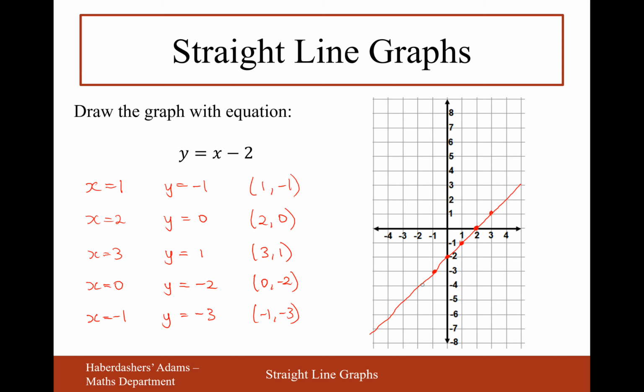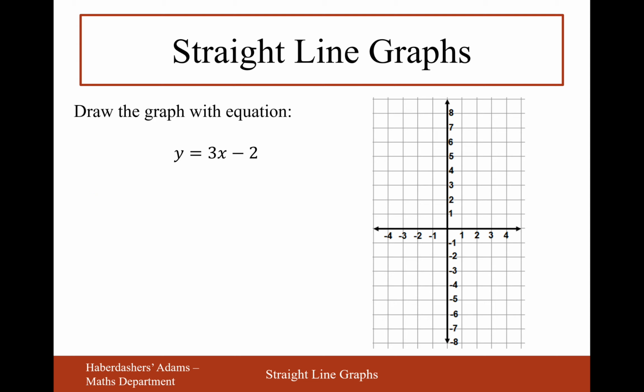If you ever get 5 coordinates where they're kind of off a little bit, then just check that you've done the correct calculation. 5 is a pretty safe number. If you've done less than 5, you might risk it actually being in the wrong direction, whereas 5 is a safe number to make your straight line with.